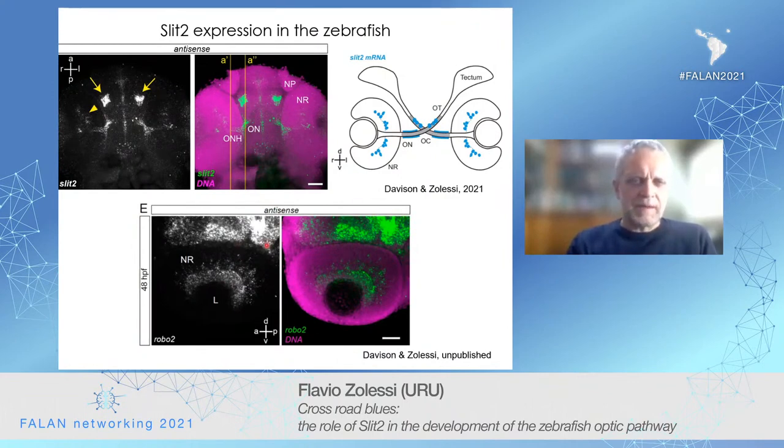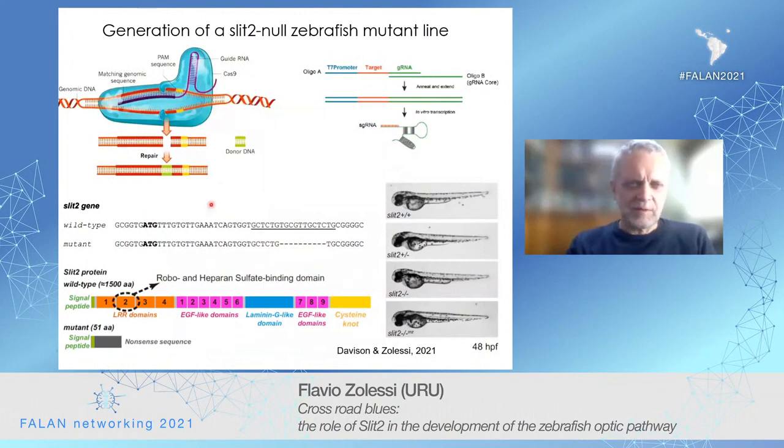Camila started by generating a stable mutant by CRISPR-Cas9, using guide RNAs directed towards the initial part of the gene encoding the protein SLIT2 in the zebrafish. And eventually, from all the mutants that were generated, one was very interesting because it had a 10 base pair deletion very close to the initial ATG. And we see here how this mutation will lead to a frame shift in the reading sequence, and hence a very short version of the protein, which is completely nonsense in amino acid sequence. Hence, it's a null mutant.